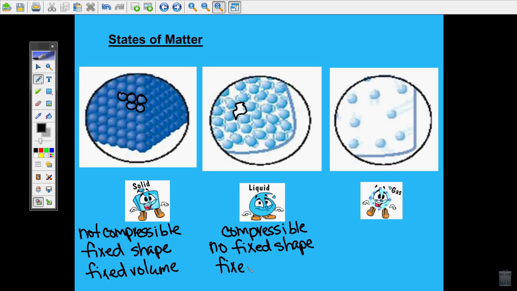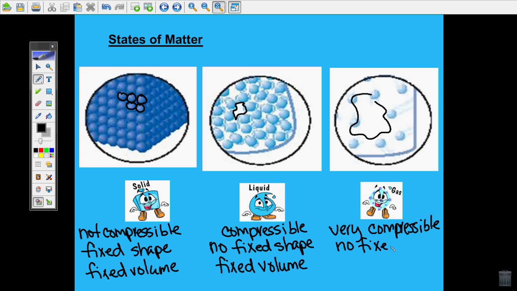If you were to pour water into a glass, it wouldn't expand and take the whole volume of the glass up. It's going to stay at that fixed volume and settle at the bottom. With a gas, we have a ton of space in between molecules, so a gas is very compressible. And it will also take the shape of whatever container you put it in. And a gas will take the volume of the container that you put it in. It will expand to fill the whole space that you've given it. So no fixed volume.